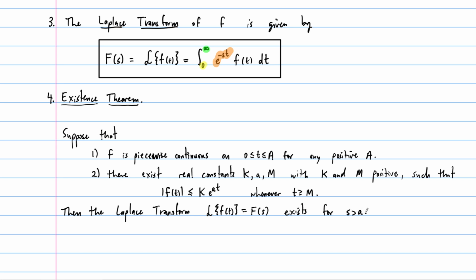Remember, s is the independent variable of the transformed function, and so the domain of the transformed function is related to the exponent in the bounding function up here, e to the at. So it's got to be bigger than the bounding exponent. This is our existence theorem.